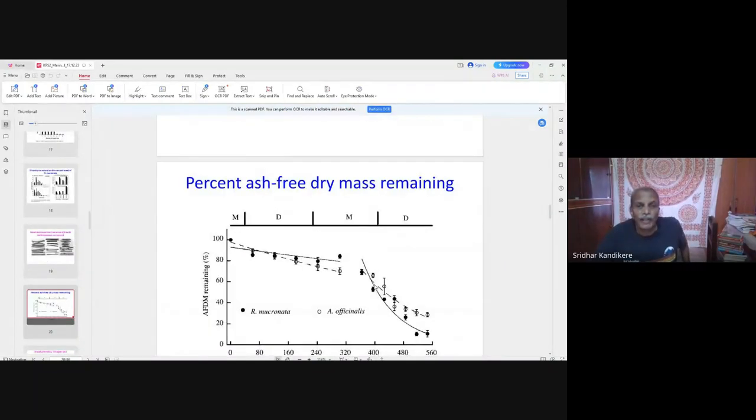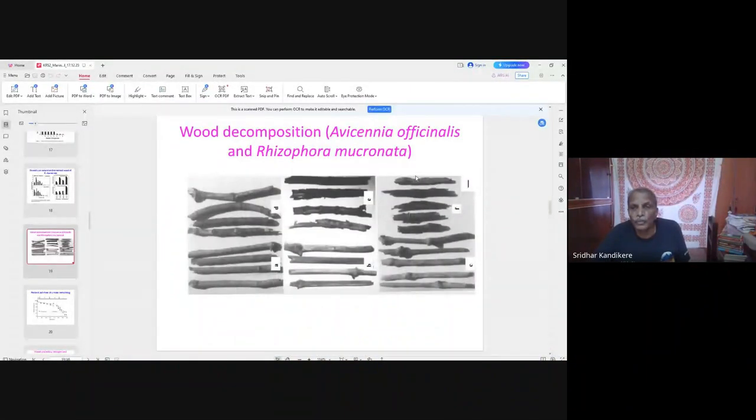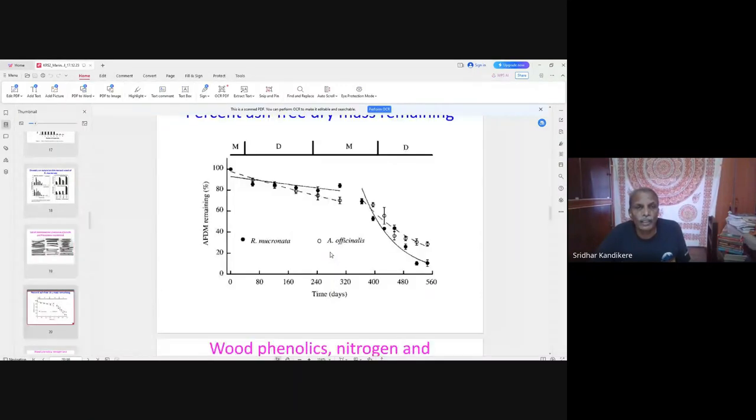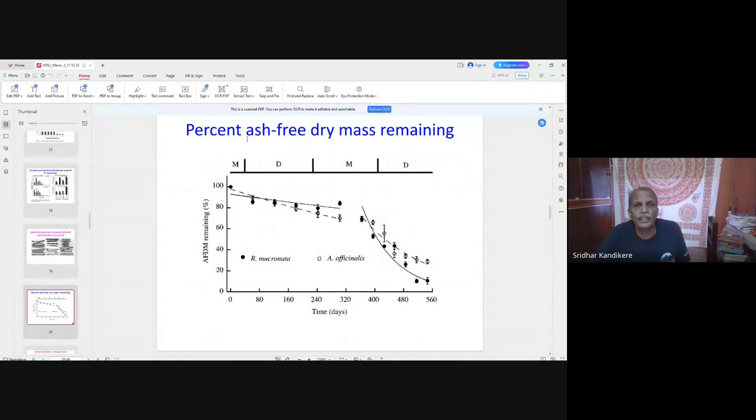So now, see, when you look for this type of decomposition, physically, how this wood is going to change its structure. And you can also look for what happens to the mass loss. So if you take mass here, unit weight, wet weight and dry weight, then you can find a lot of differences. The percent ash-free dry mass that is remaining over a period of time, this is the monsoon period and dry period. You can really imagine that we have incubated up to around 18 months or so.